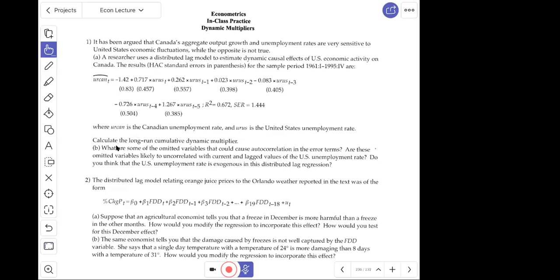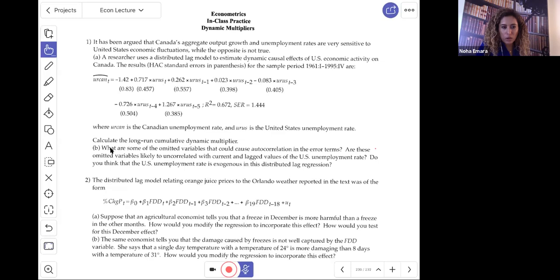Okay. And next, this question number B is one of the questions for which I don't have a key answer, because it depends on each student. What do you think? And of course, your thoughts have to be related to what we have learned on the slides or on the topic. So what are some of the omitted variables that could cause autocorrelation in the error term?